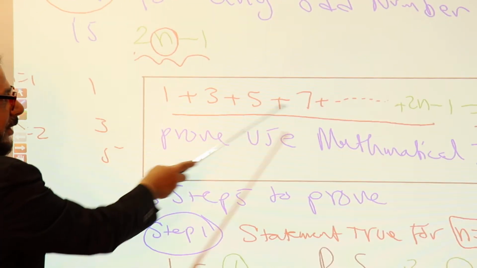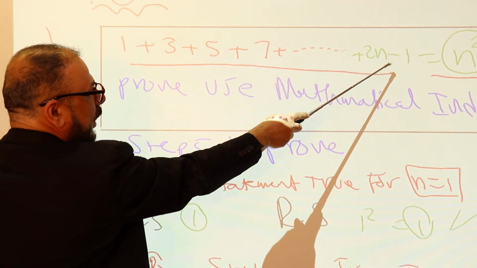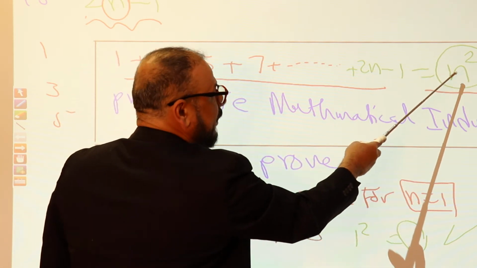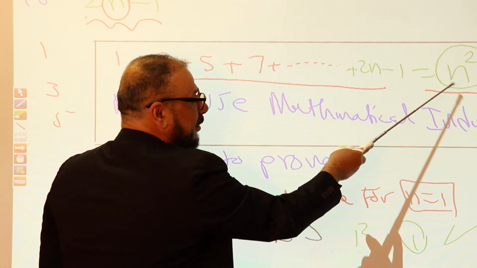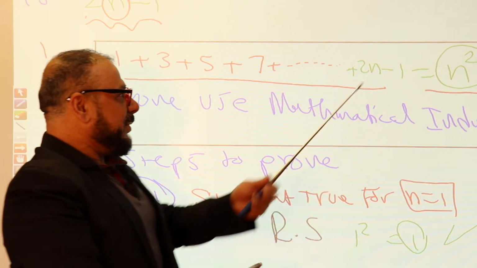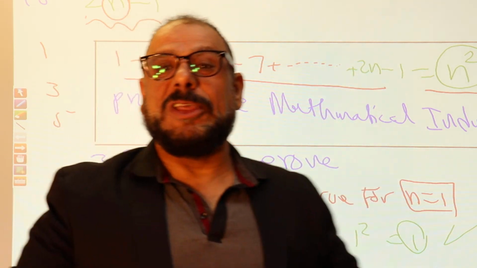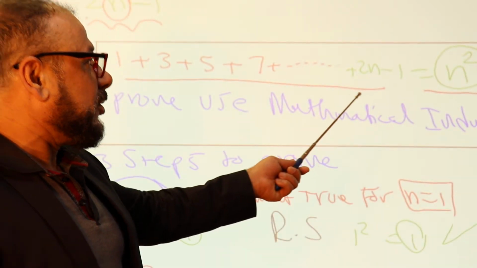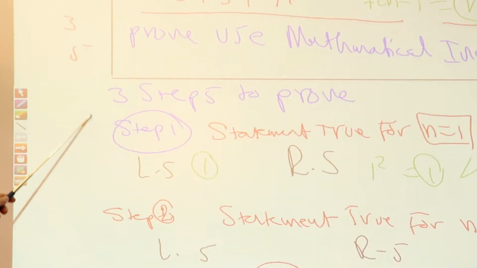Okay. You see that? The sum up to 2n minus 1 is n squared. If you change n to k, it's going to be k. If you change n to m, some books are going to use m. Some books use k. Whatever they want to use, any letter.